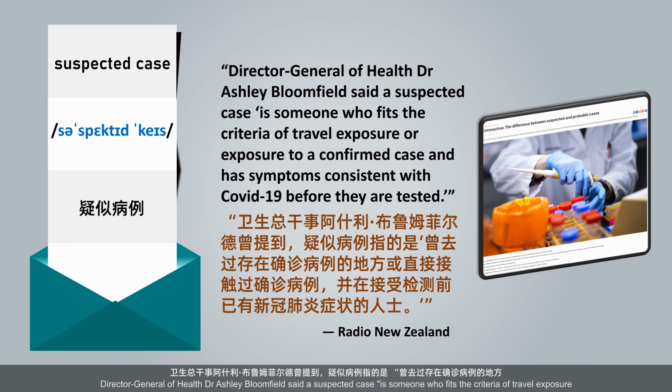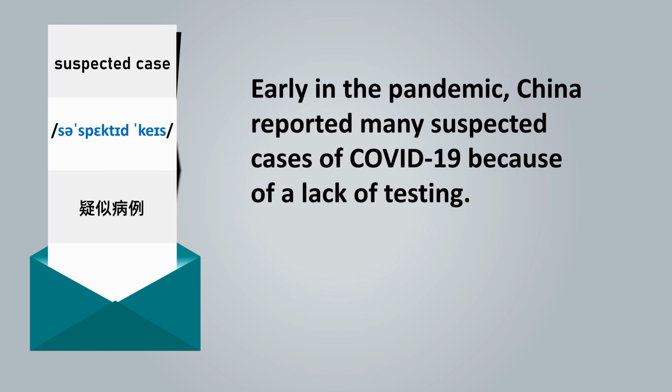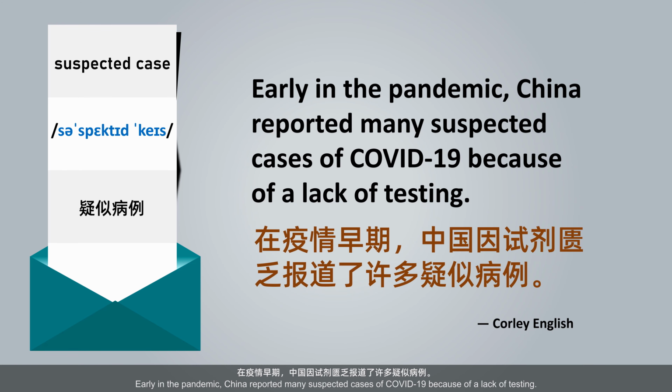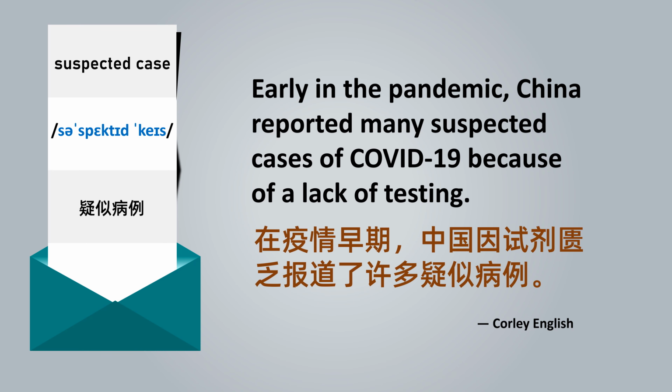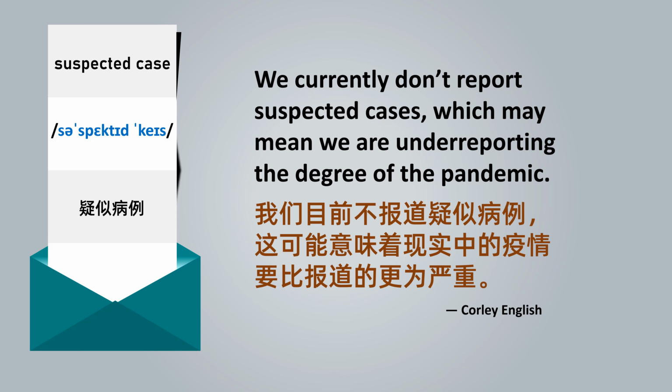Director General of Health, Dr. Ashley Bloomfield, said a suspected case is someone who fits the criteria of travel exposure or exposure to a confirmed case and has symptoms consistent with COVID-19 before they are tested. Early in the pandemic, China reported many suspected cases of COVID-19 because of a lack of testing. We currently don't report suspected cases, which may mean we are underreporting the degree of the pandemic.